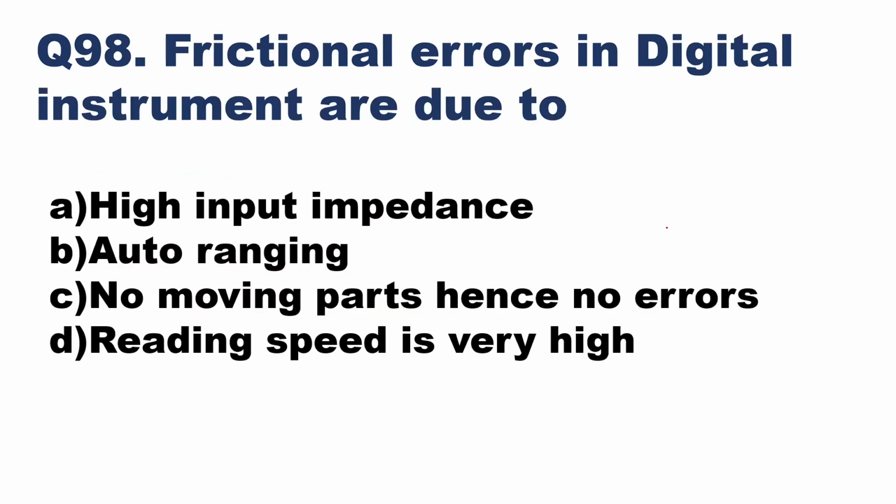Then we'll go to the next question. Frictional errors in digital instrument are due to what? High input impedance, auto ranging, no moving parts, hence no errors, reading speed is very high. In a digital instrument, there are no moving parts and therefore there are no frictional errors. So option C will be the right answer. No moving parts, hence no errors. So here you can see option C is the right answer for this question.